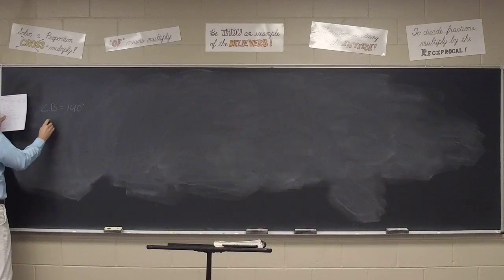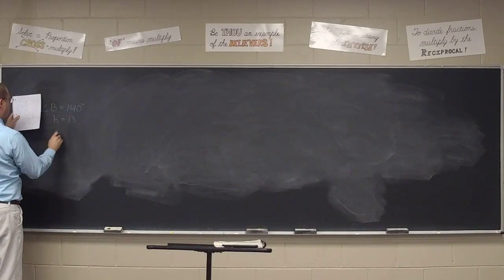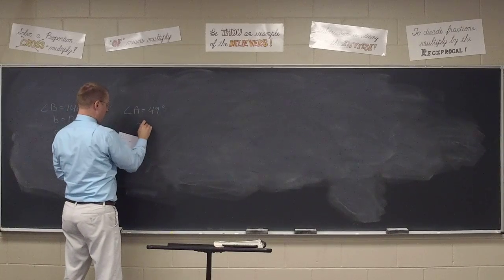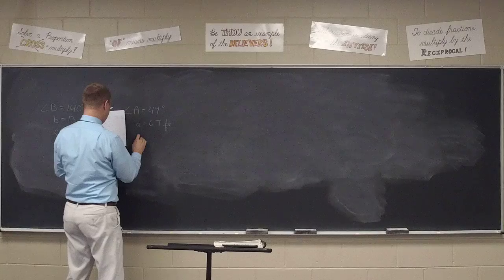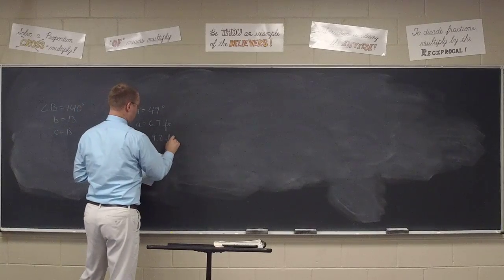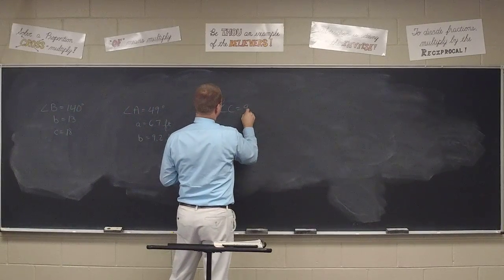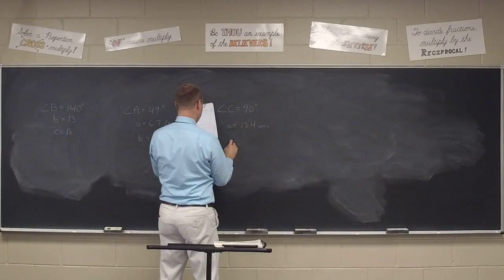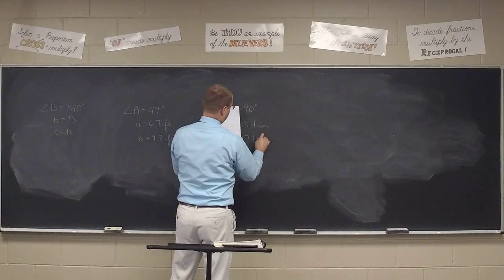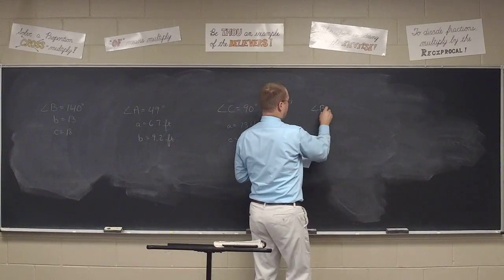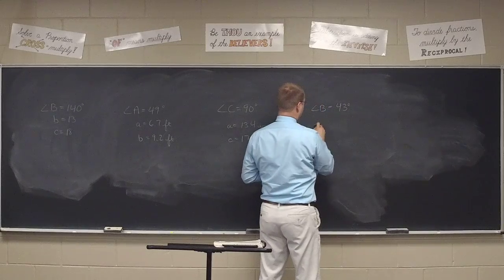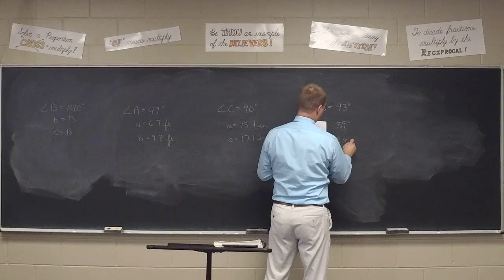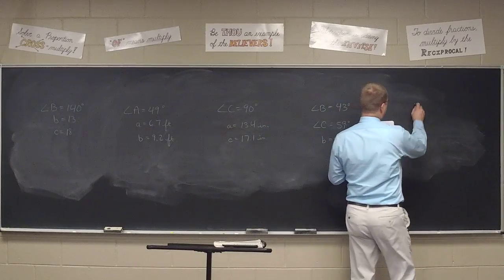All right, so we've got an angle B of 140. Side B is 13. Side C is 18. A 49-degree angle. Yeah, I'll put one more. I've got room.